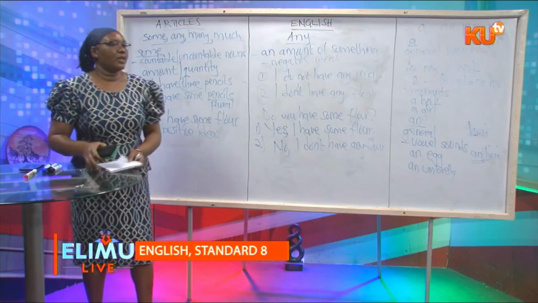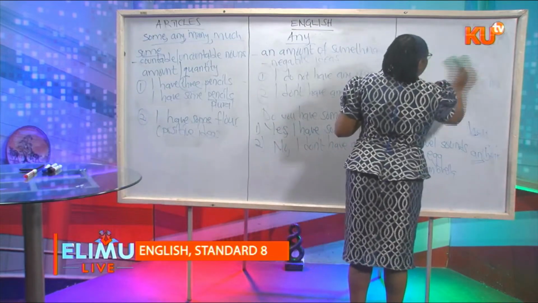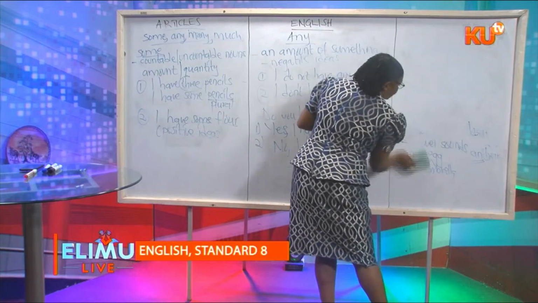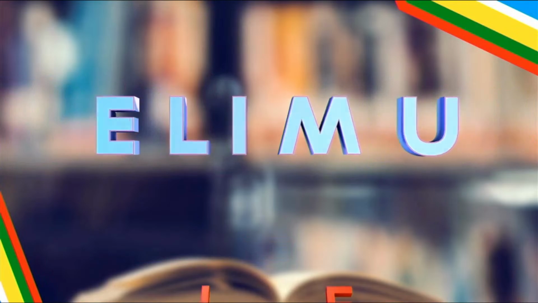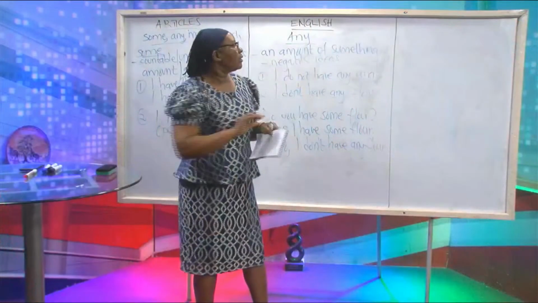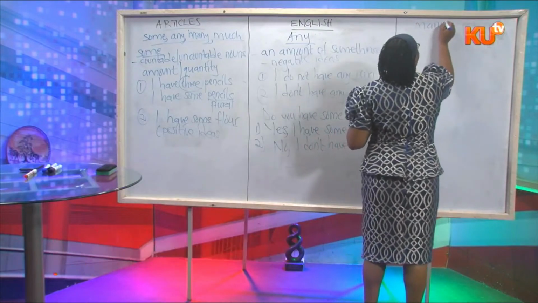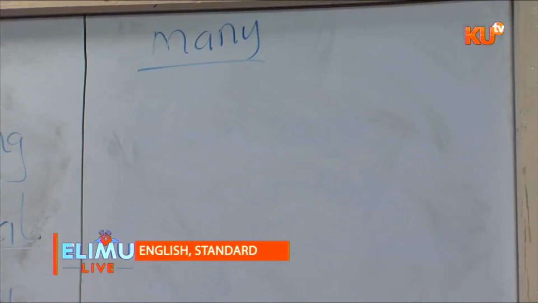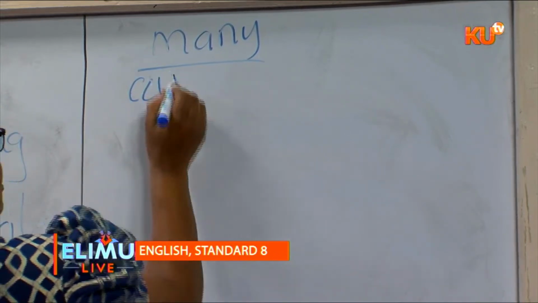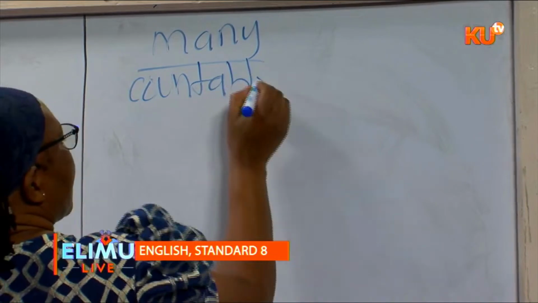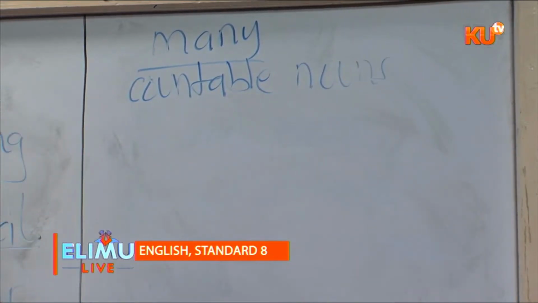We move on to our next determiner, which is many. The next determiner that we are going to talk about is determiner many. So many is a determiner or a word which is used with countable nouns, because you can count them.